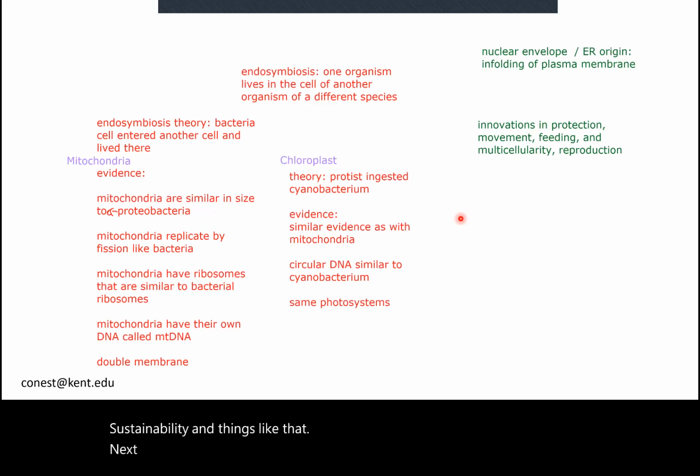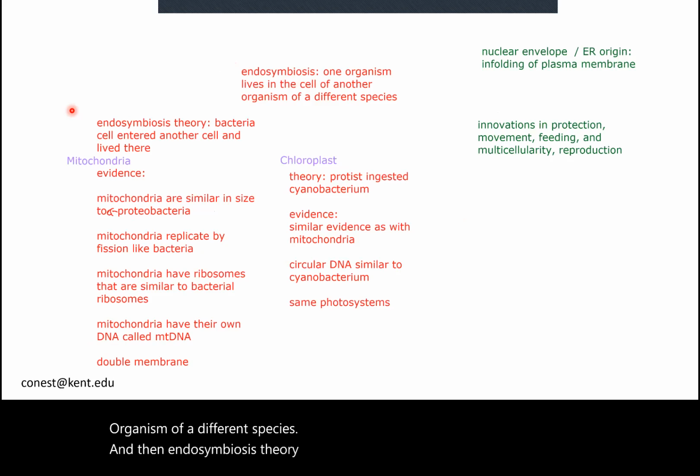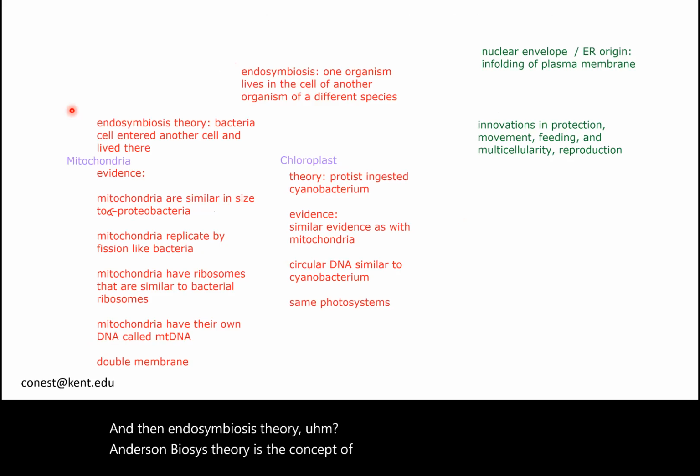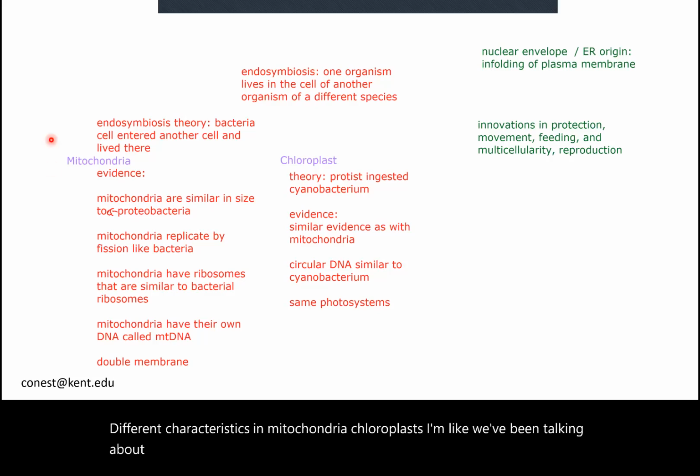Next, we talked about endosymbiosis. Endosymbiosis is when an organism lives in the cell of an organism of a different species. And then endosymbiosis theory is the concept of understanding different characteristics in mitochondria and chloroplasts, like we've been talking about. It's the theory that a bacterial cell way back in evolutionary history entered another cell and lived there.